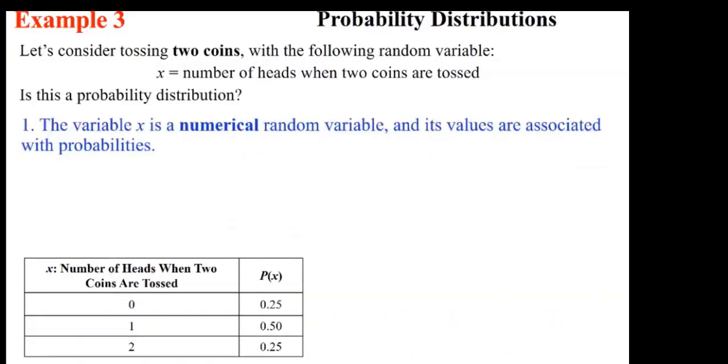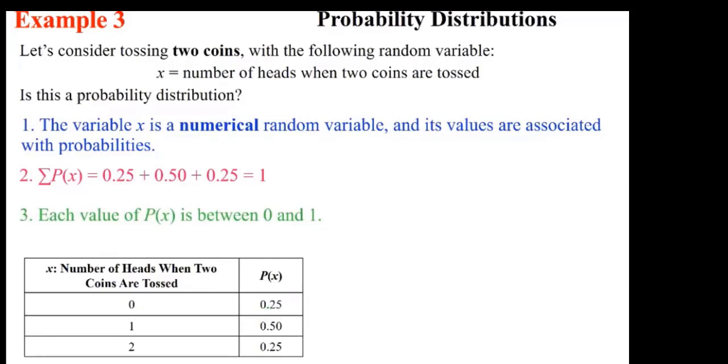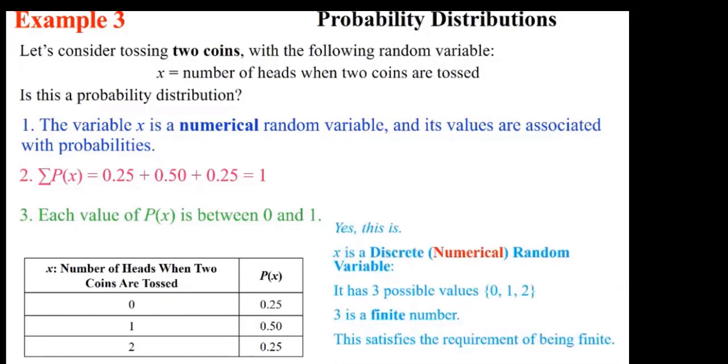So far the first requirement works. The second one, the sum must be 1. So we add up the second column, 0.25, 0.5, 0.25, and they must become 1. And as you can see, in the second column all the numbers are between 0 and 1. So therefore, the answer is yes, absolutely. X is discrete, and remember, discrete means numerical in essence. So even if you just said it's a discrete random variable, that's good enough. Discrete means it is a discrete numerical value.